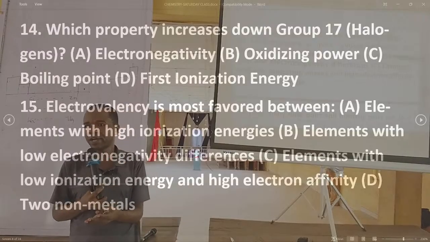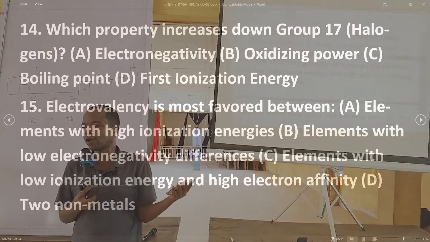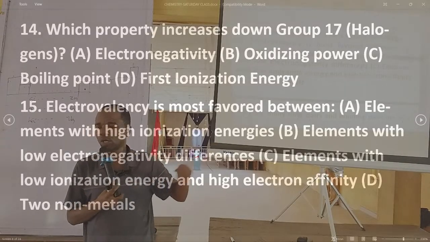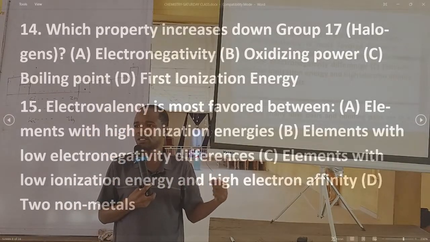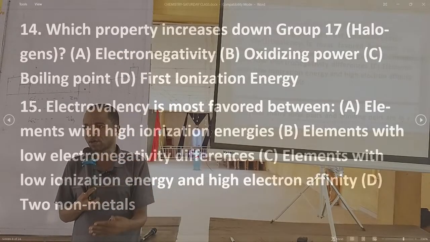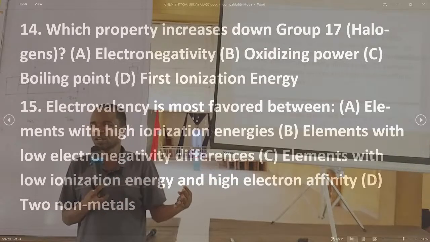Electron affinity is defined as the energy or the heat that is evolved when an electron is added to a gaseous neutral atom to form a gaseous negative ion. Also, when you are going down the group, electron affinity decreases. And if you are moving across the period, electron affinity increases.